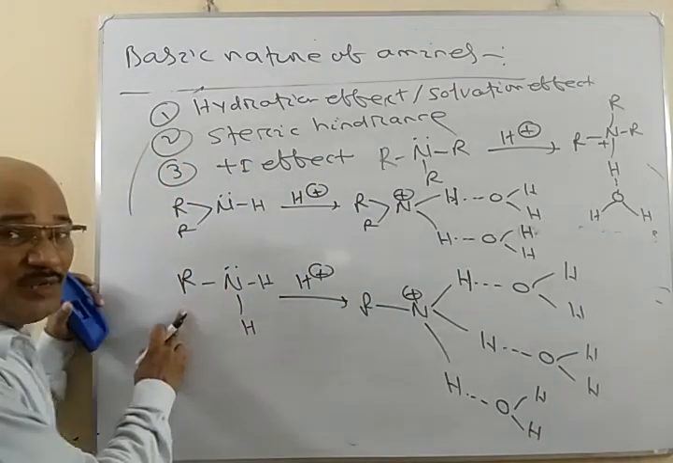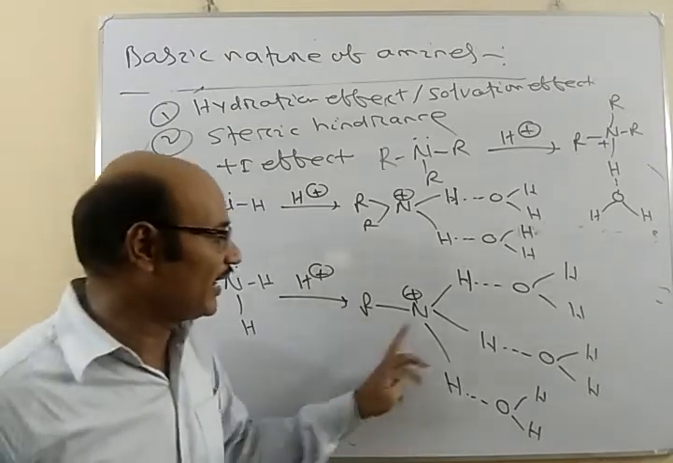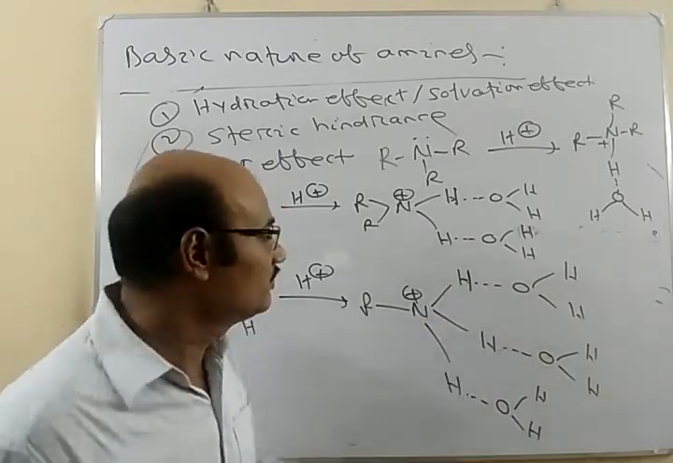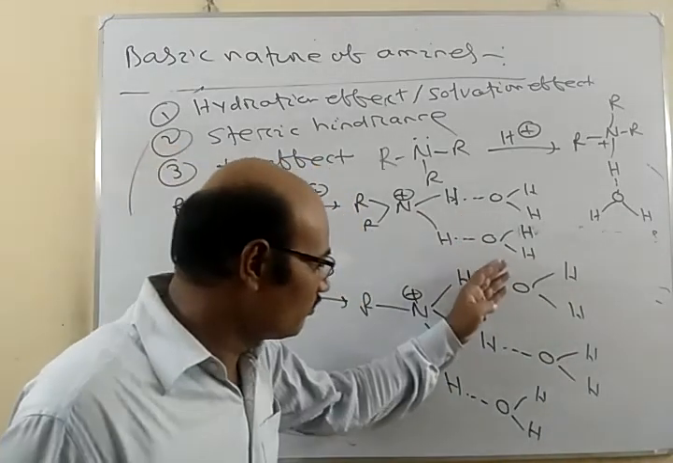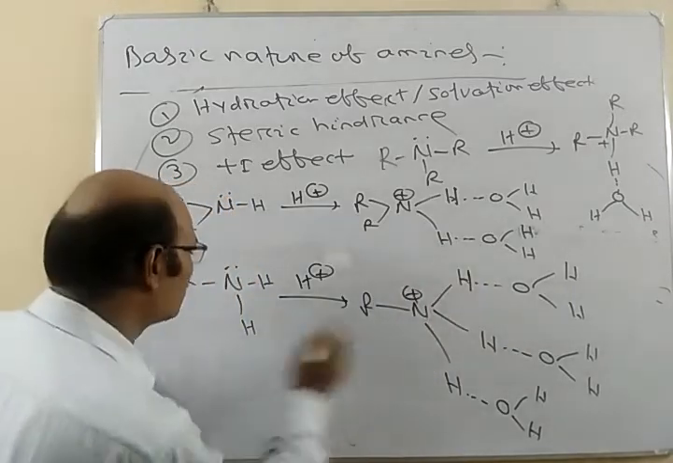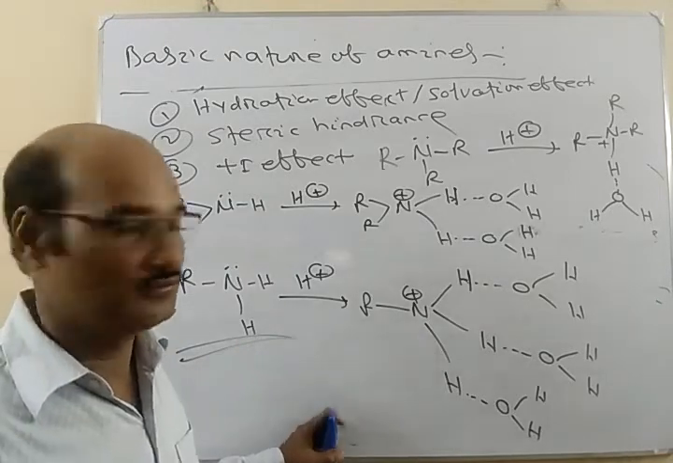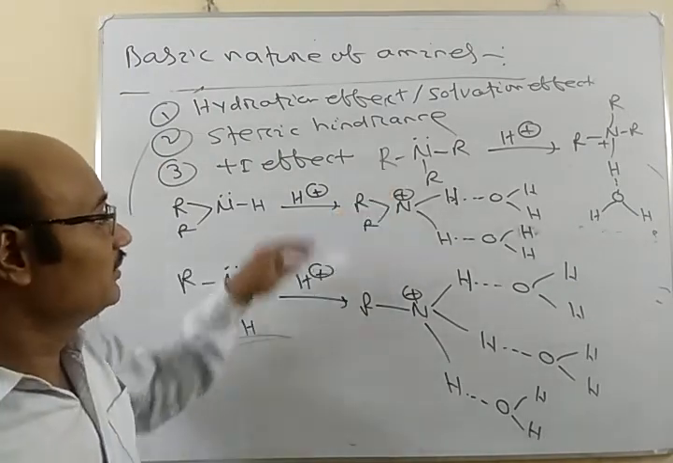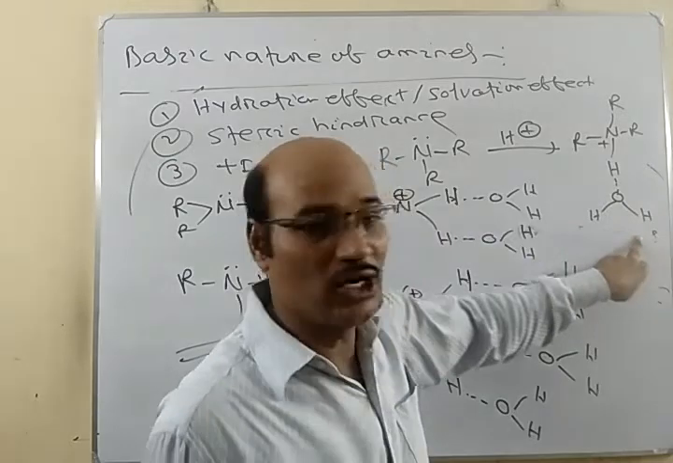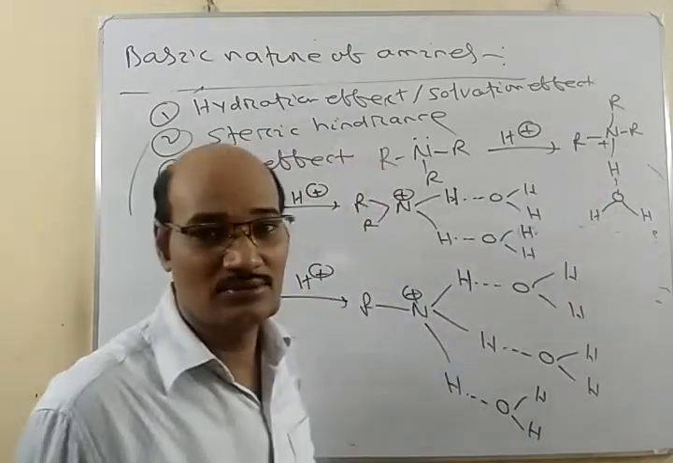Now we compare. In the case of a primary amine, two hydrogen atoms were already there, and when it undergoes protonation, I get RNH3+. Now three hydrogen atoms are present here, forming three hydrogen bonds with three water molecules. So more hydrogen bonding, more hydration energy, more stable is the cation, so more basic is the amine. In the tertiary amine, after protonation, only one hydrogen bond forms, so hydration or solvation is very less, hydration energy is less, so stability is less, and basic character is also less.